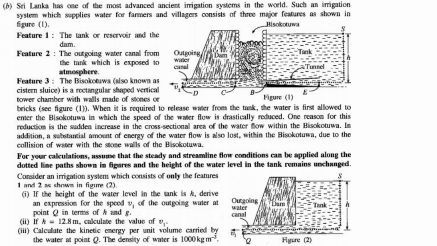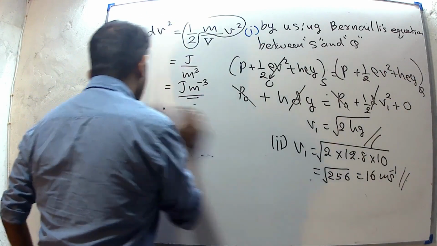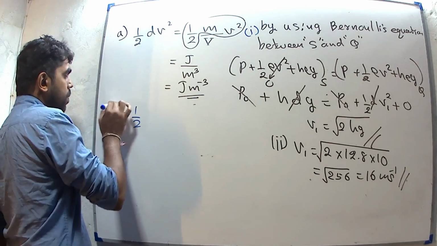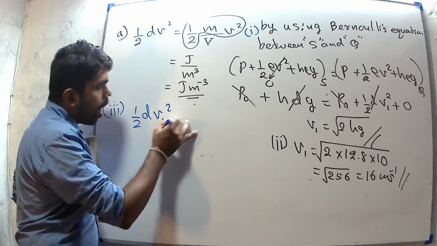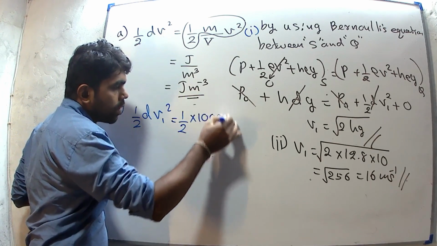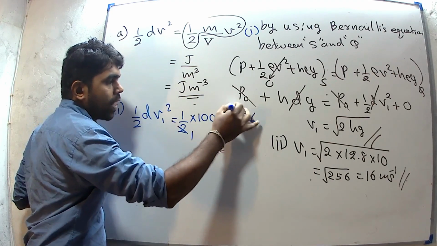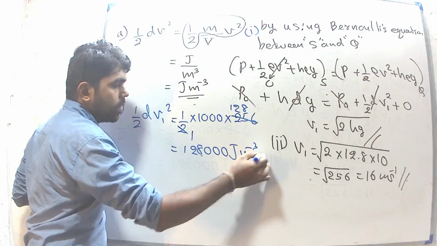Part 3. Calculate the kinetic energy per unit volume carried by the water at point Q. The density of water is given as 1000 kilograms per cubic meter. Then the kinetic energy per unit volume is half d v squared. Now the velocity is v1 for the point Q. Half, density 1000, v squared 16 squared 256, divided by 2, 128,000 joules per cubic meter.